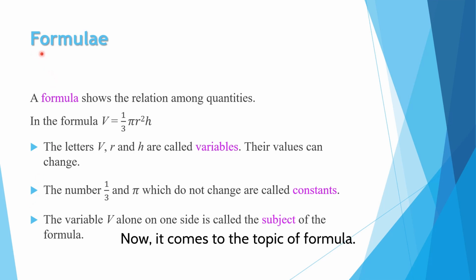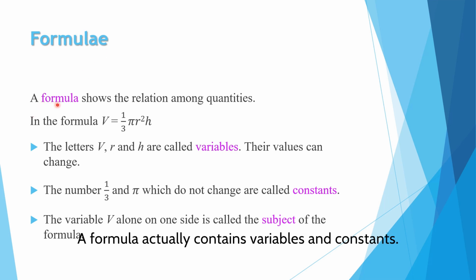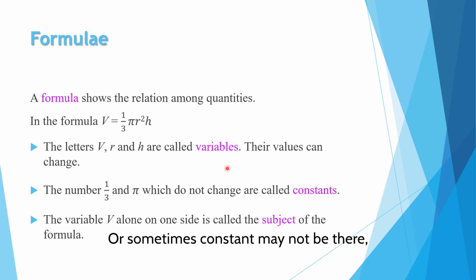Now it comes to the topic of formula. A formula actually contains variables and constants. Or sometimes constants may not be there, but at least there should be variables. So in a formula, take this as an example, v equals 1 over 3 times pi times r squared times h.